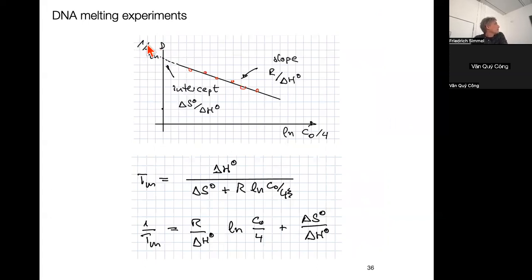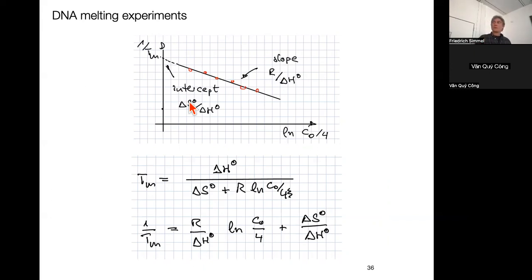Now you have several values for the melting temperature as a function of the concentration, and you can plot it like this with 1 over T versus the log of the concentration. And that ideally gives you a straight line. And from that, you can actually extract the delta H and the delta S. So from these melting temperatures, you can actually obtain the enthalpy and the entropy of the formation of the duplex.